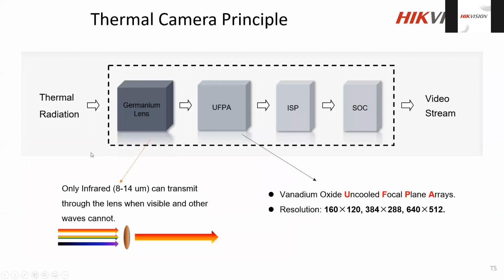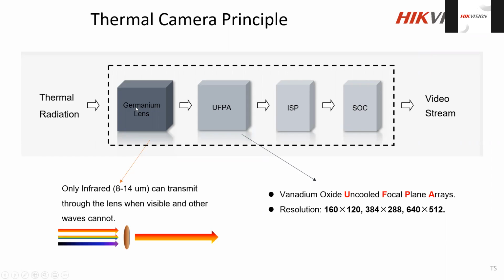So this thermal radiation, as I mentioned, is different compared to natural light. The first thing we want to do is filter out any natural light, because it is disturbing. This infrared has a wavelength of 8 to 14 micrometers.